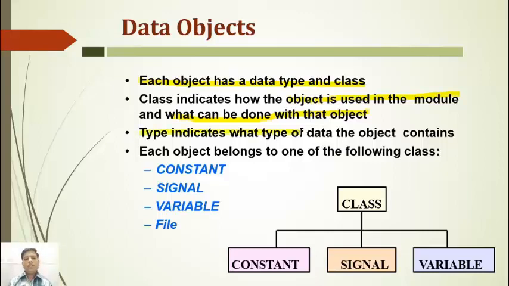Type indicates what type of data the object contains.